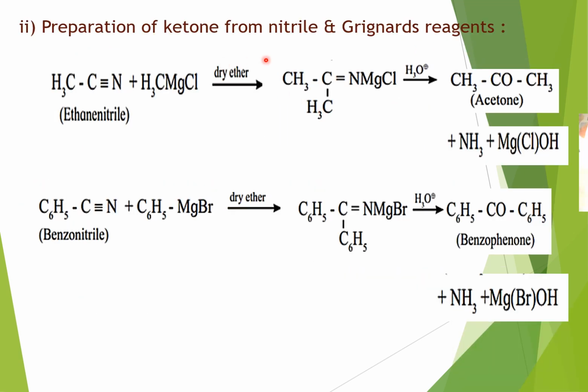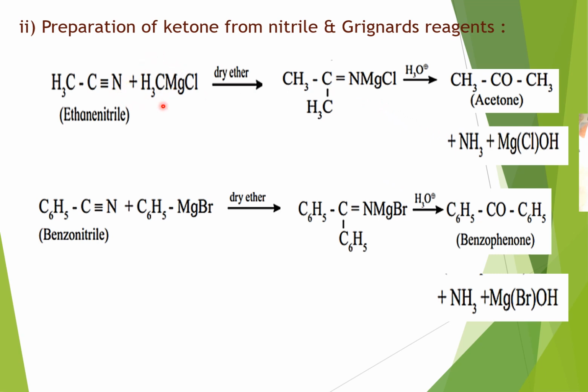Then preparation of ketone from nitrile and Grignard reagent. So ethane nitrile when reacted with methyl magnesium chloride in the presence of dry ether, the CH3 adds here on carbon, C=N-MgCl, okay, and on hydrolysis this gives you CH3-C(=O)-CH3 plus ammonia plus MgClOH, okay.